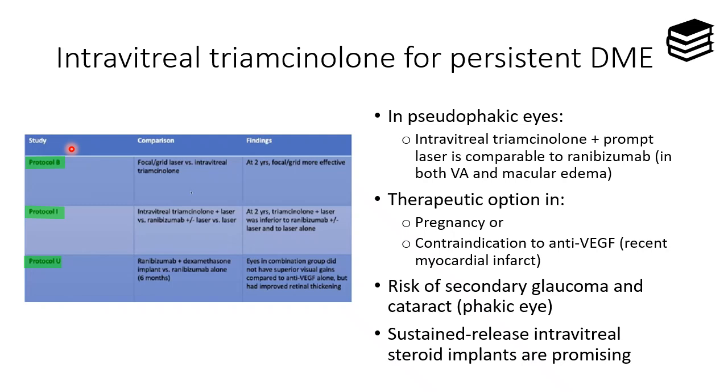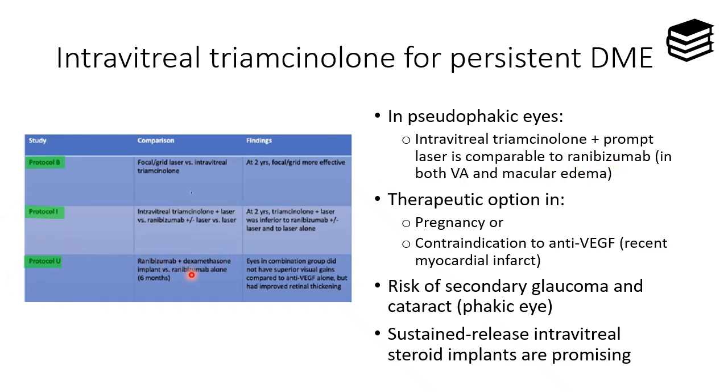So for the postgraduates, just some protocols. For protocol B and protocol I of the DRCR, you can remember that protocol B compared focal/grid laser with intravitreal triamcinolone, and it was found that the laser was more effective at 2 years. Protocol I, intravitreal triamcinolone plus laser versus ranibizumab plus laser versus laser alone. At 2 years, triamcinolone plus laser was inferior to ranibizumab plus laser and laser alone. So ranibizumab did better. But in pseudophakic eyes, it was comparable. Triamcinolone and laser was comparable to ranibizumab.